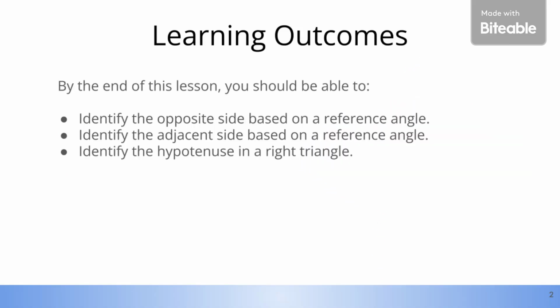By the end of this lesson, you will be able to identify the hypotenuse, the opposite side, and the adjacent side in a right triangle, all based on a given angle. Let's get started with understanding each of these sides in detail.